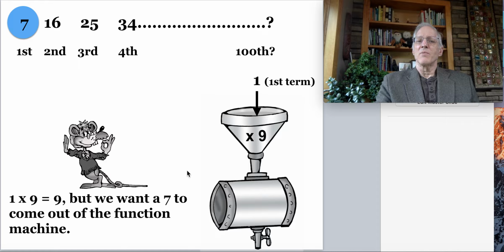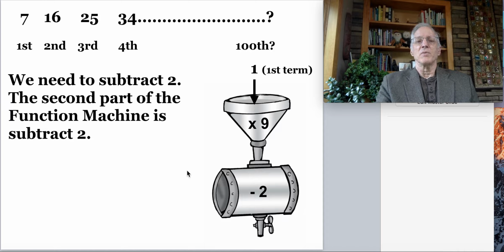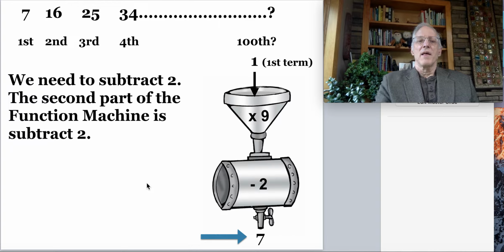So the second part of our function machine is very easy. If we have 9 and want to get to 7, it's just minus 2. So we put the 1 in right here. Put the 1 in, times 9 is 9, minus 2 is 7. There we go. We have our function machine.